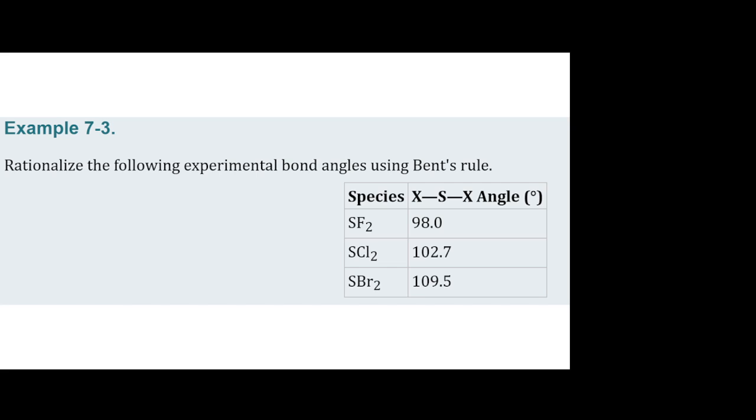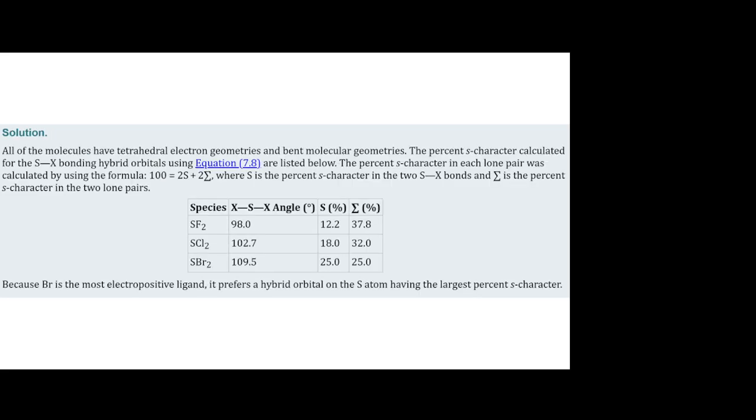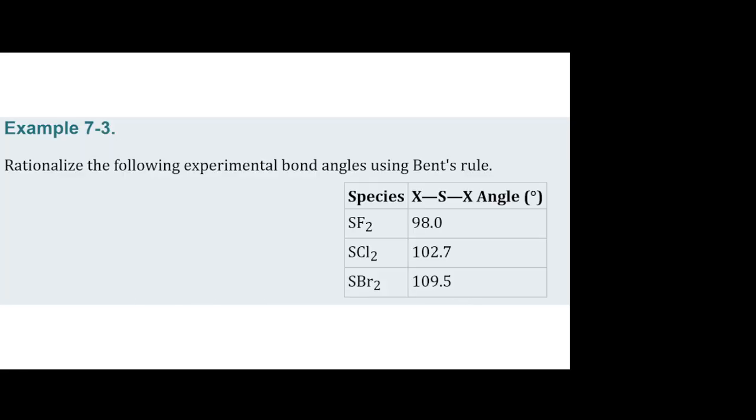Okay, so last time we left off on Bent's rule, and this is rationalizing the experimental bond angles in Bent's rule. Why are we seeing this pattern right here real quick? SF2, smaller angle, SCl2, larger angle, and so on. It's a decrease in electronegativity of the ligands.